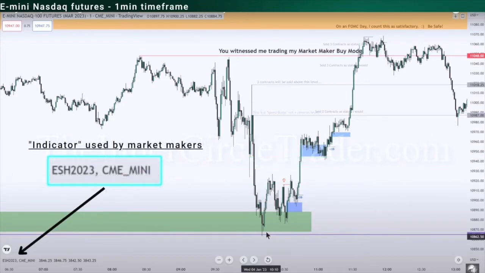ICT now shows us that on the bottom of this chart he has opened another chart, which he tells us he uses as an indicator, but it's not really an indicator. He also tells us that that indicator is used by market makers. Allow me to show you how it looks like.